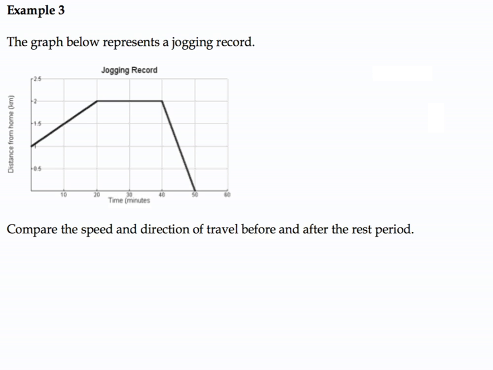The graph below represents a jogging record. Compare the speed and direction of traveling before and after the rest period. So let's talk about this graph. There's a lot to talk about here. Well, first off, what are the two variables we have relating to each other? Time to distance traveled. Okay, so this is a time distance graph.